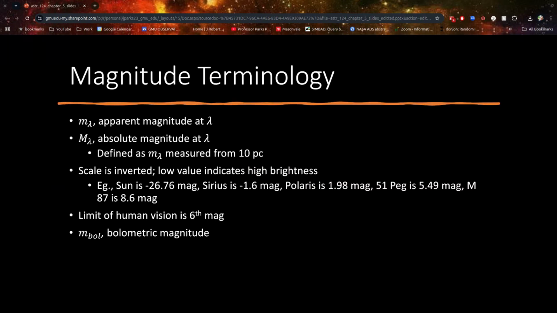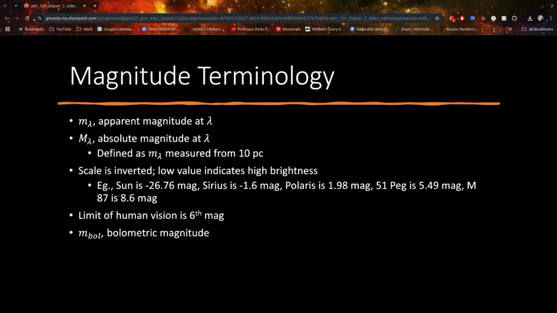Before we go, I want to get into the terminology of the magnitude system. So to start off with, the variable little m sub lambda is what is known as the apparent magnitude at that particular wavelength. So it's what we call monochromatic, a single wavelength, a single color. That is the apparent magnitude because that is the magnitude or brightness as it appears to us as an observer on the Earth. Capital M sub lambda is the absolute magnitude of that object at that particular wavelength, and it is defined as the apparent magnitude as if you are observing that object from 10 parsecs.